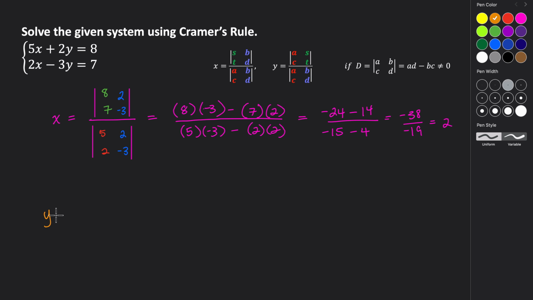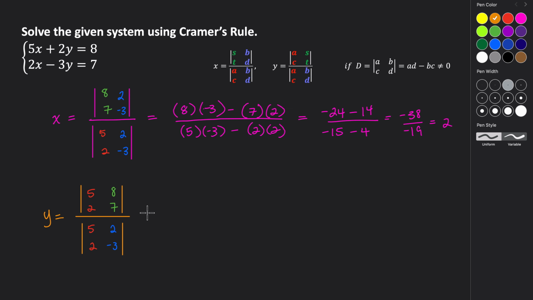So the y coordinate should be equal to, so again we're going to be using two different matrices. So our first matrix in the numerator is going to be, we're looking for y, so the s and t values are going to replace our y coefficients. So 8 and 7 are replacing the coefficients of the y values, and the x values are still going to stay the same, so 5 and 2. And then in our denominator, we're going to use the normal coefficient matrix. So 5 here, 2 here, and then the y coefficients, 2 and -3.